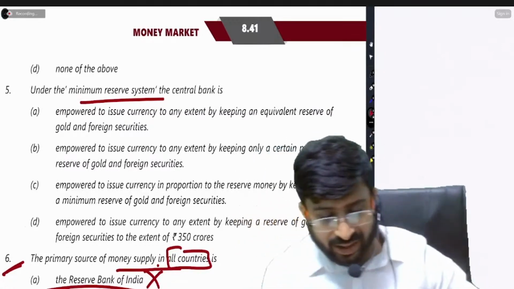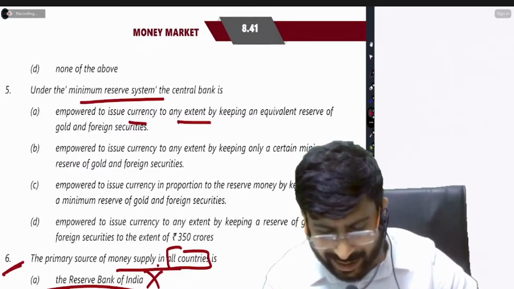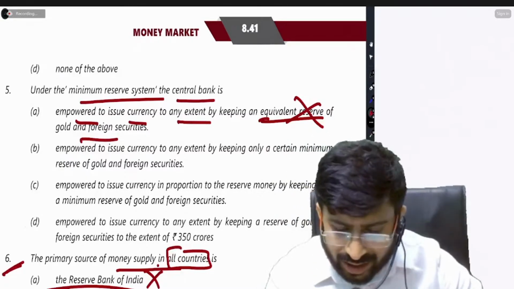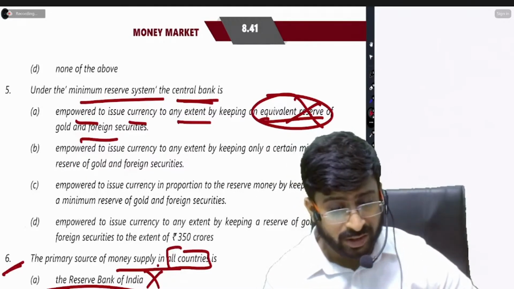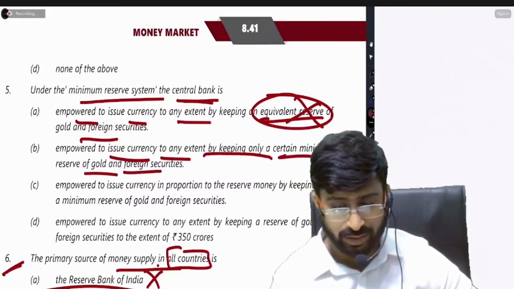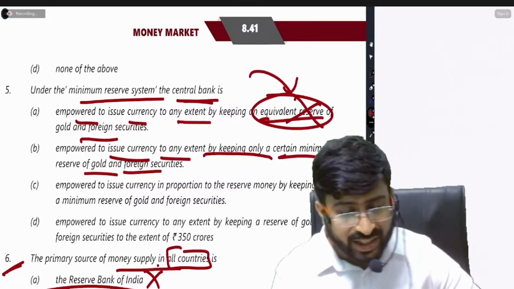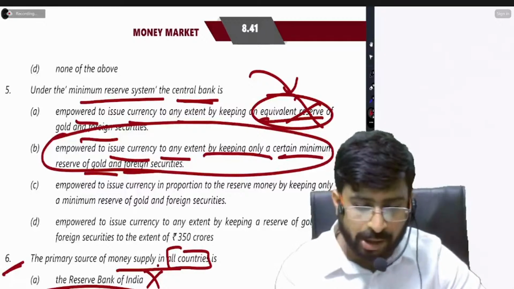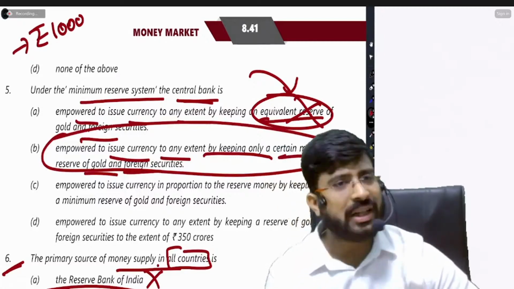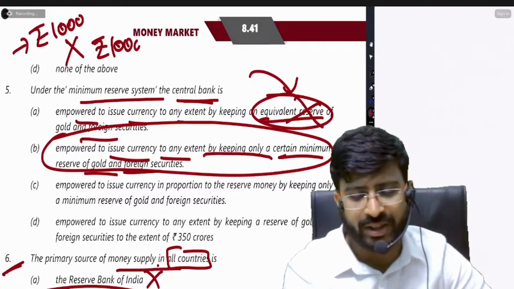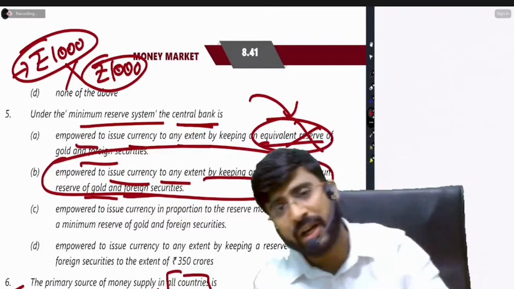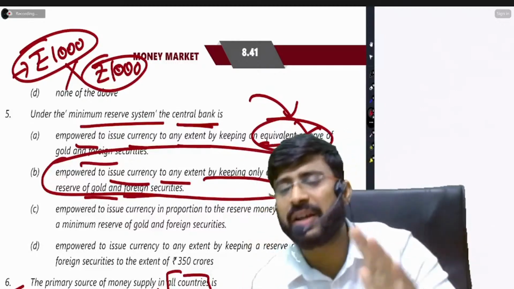What is it saying? The central bank is empowered to issue currency to any extent by keeping an equivalent reserve. Arey Baba, central bank is required to make reserve. They are saying the central bank is empowered to issue currency to any extent by keeping only a certain minimum reserve of gold and foreign securities. Yes. Not equivalent. Certain minimum reserve is required. Meaning that if 1,000 rupees is issued by the central bank, then the central bank must not have 1,000 rupees of gold with it. अगर सेंट्रल बैंक इकोनॉमी में 1,000 रुपया डाल रहा है, तो इसका मतलब ये नहीं है कि सेंट्रल बैंक के पास 1,000 रुपया का गोल्ड हो तभी सेंट्रल बैंक इकोनॉमी में 1,000 रुपया डालेगा.